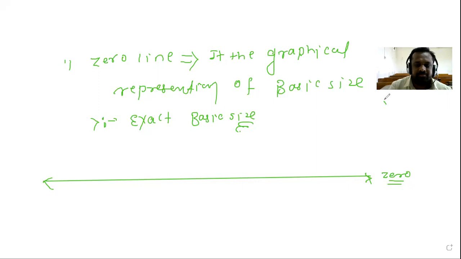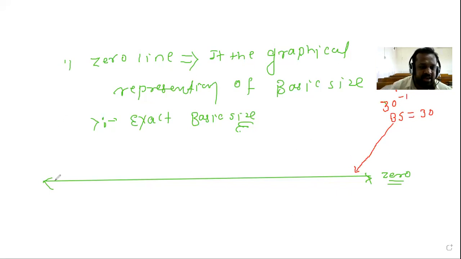For example, please try to understand the concept. Suppose 30 plus 2 minus 1. Now see what the basic size is here. Basic size is equal to 30. Now see this zero line. That zero line indicates the exact 30 mm. It indicates the exact basic line.